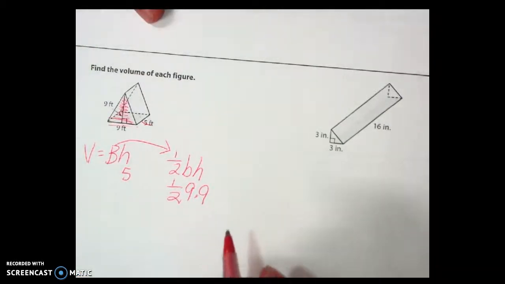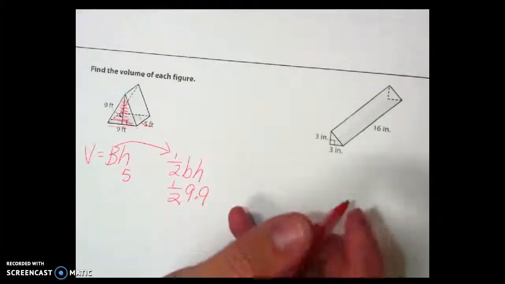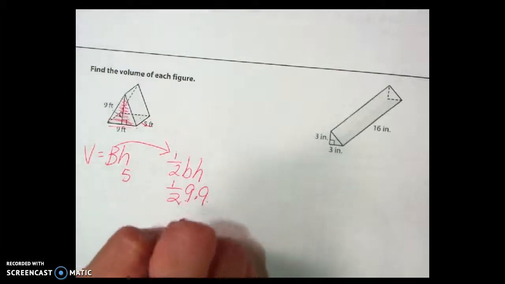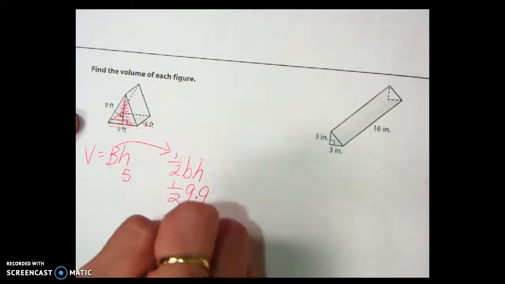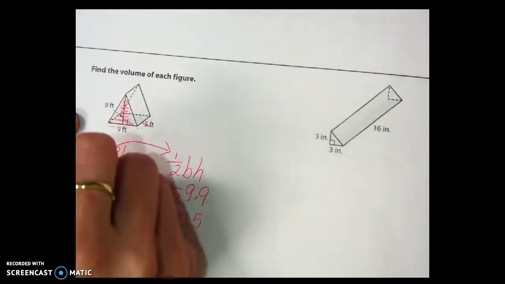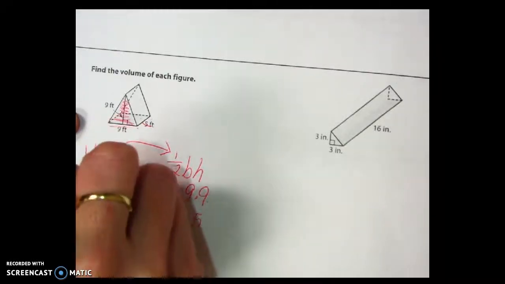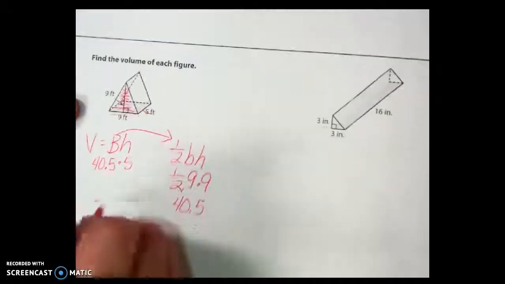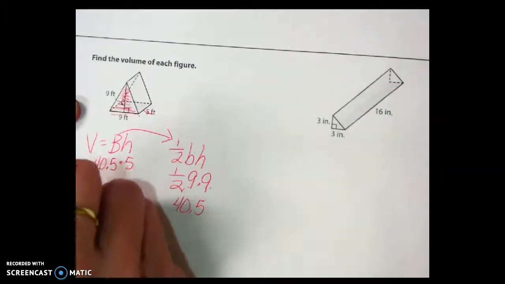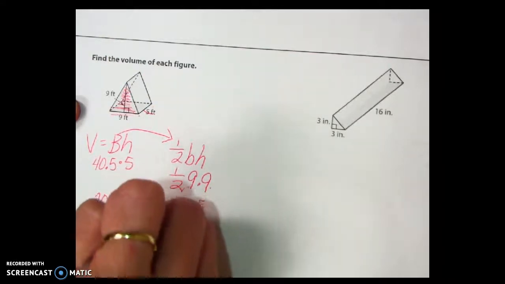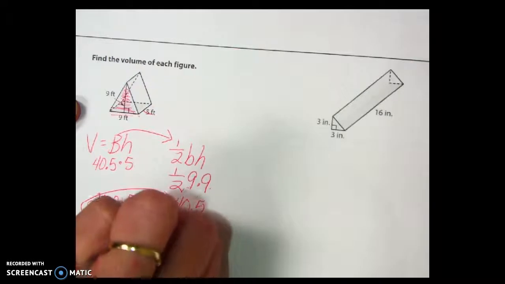Now, I don't want to take half of 9 because it's not going to give me a whole number. So I'm going to go ahead and do 9 times 9 is 81, and then half of 81 would be 40.5. So 40.5 is the area of the base, and then the height is 5. And so then I would multiply those out and get 202.5, and it's volume, so it's feet cubed.